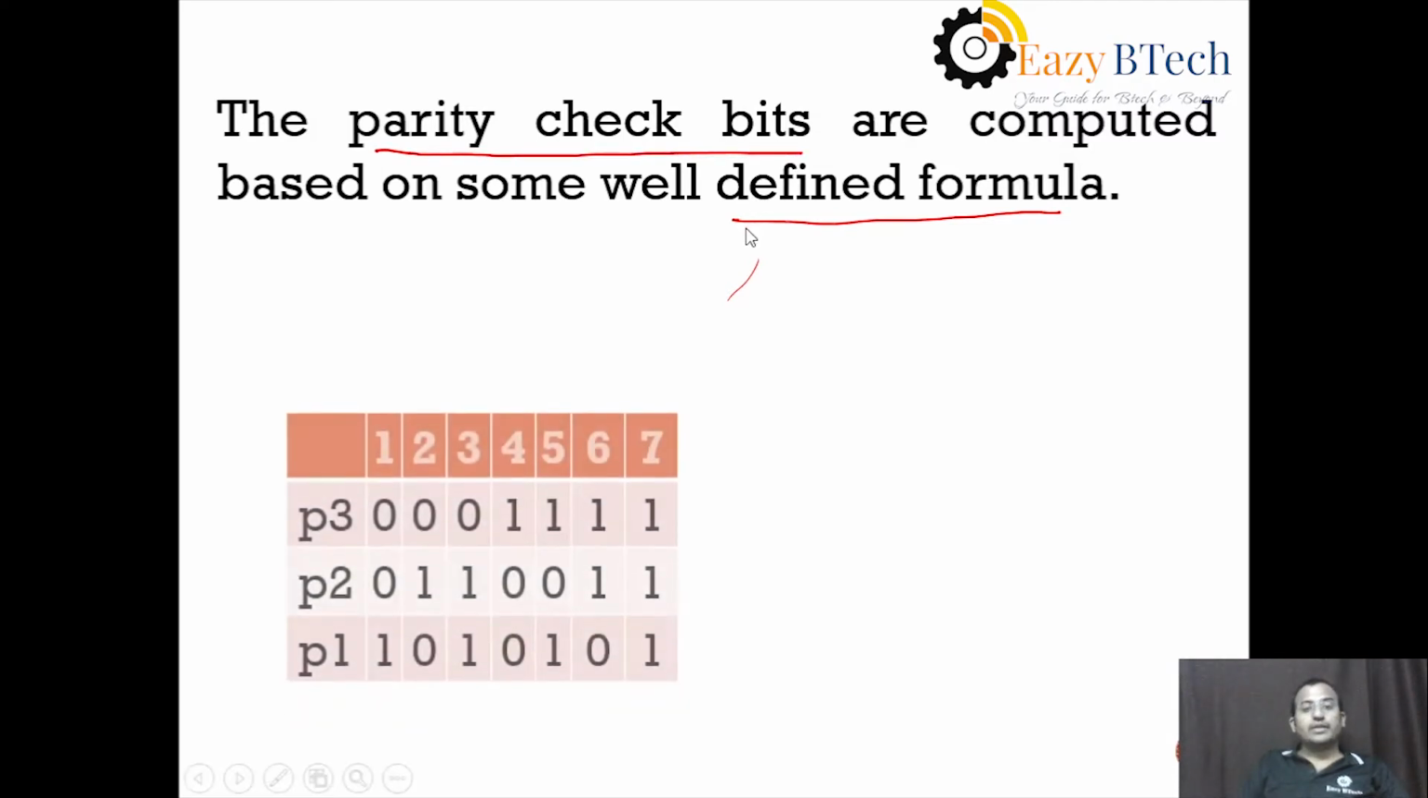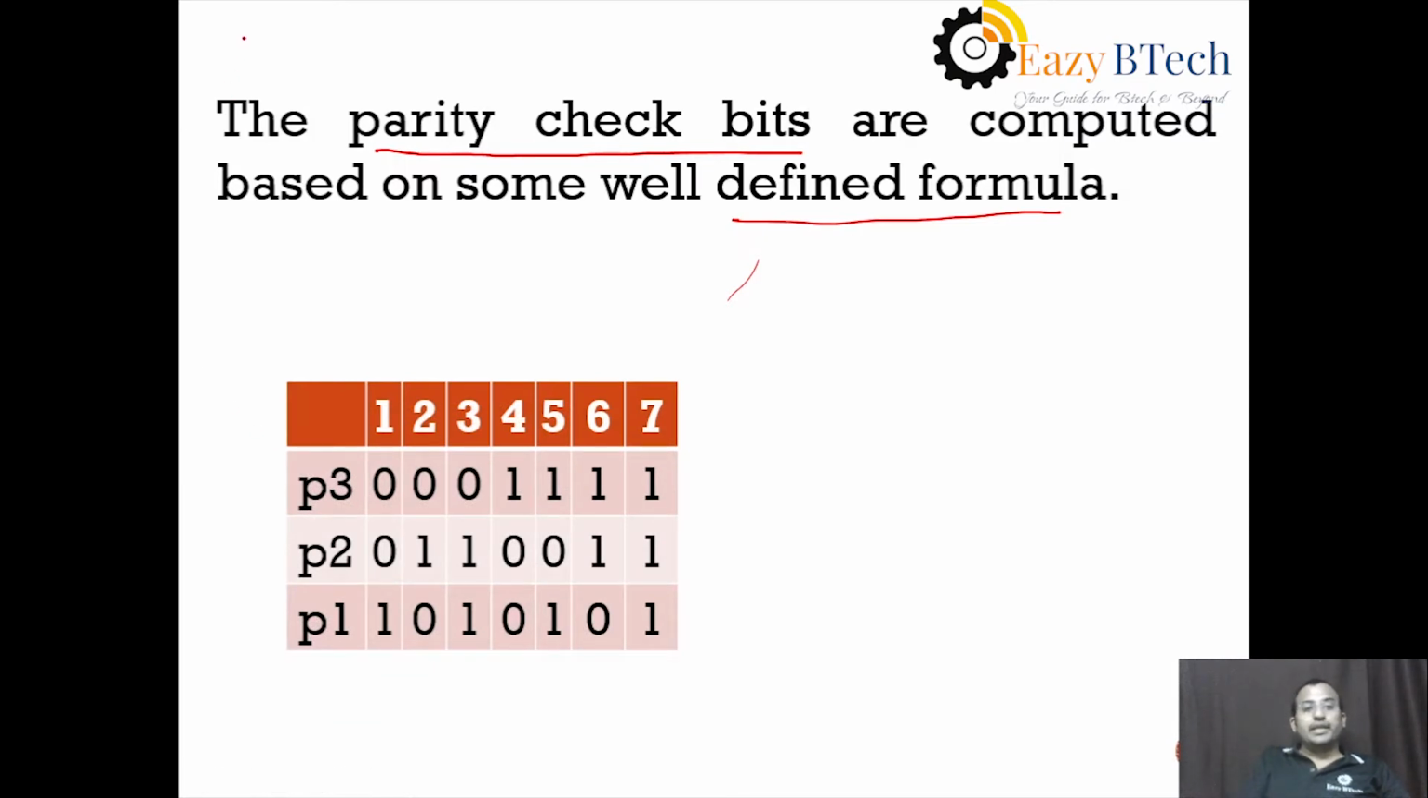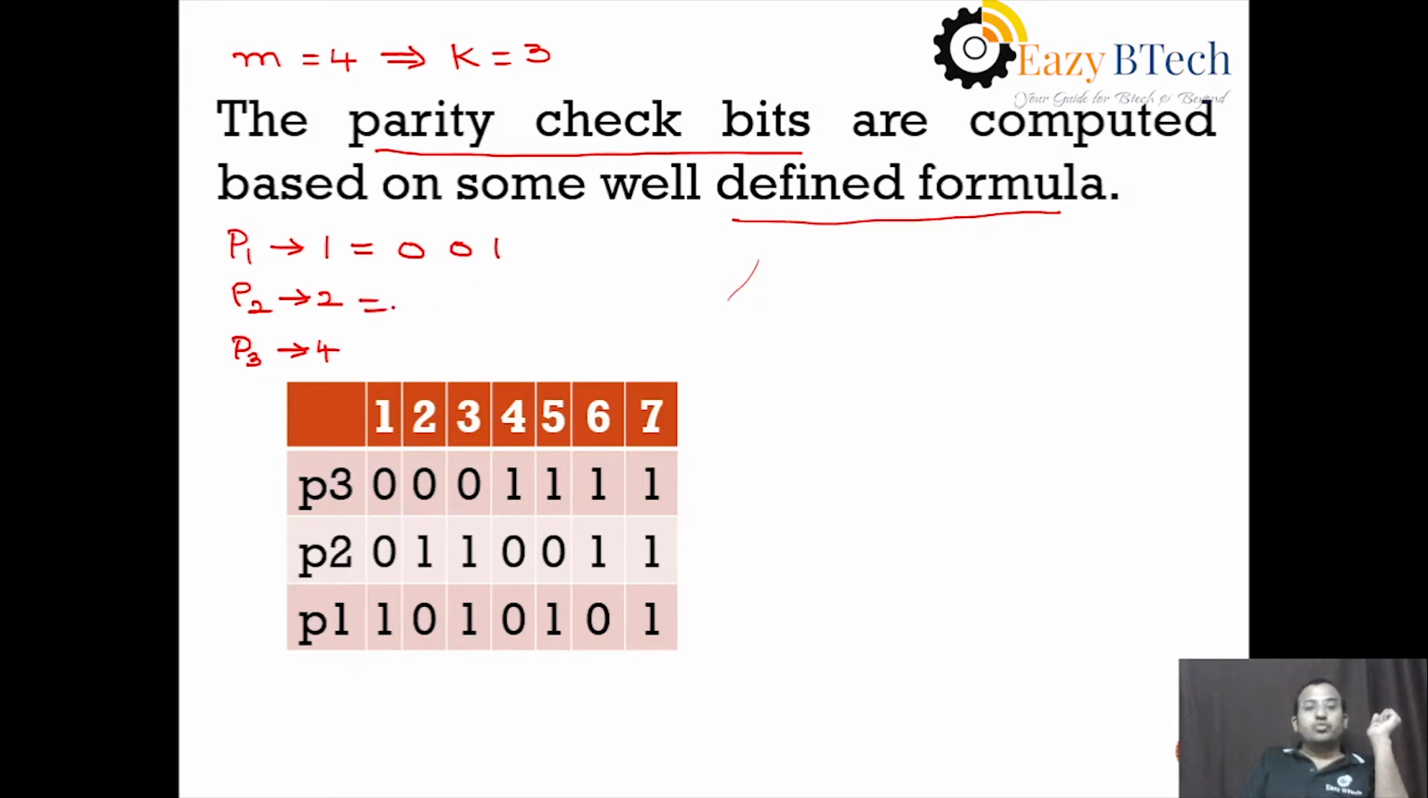For this example we are taking m is equal to 4, and for this m we are having k is equal to 3. So we are taking p1, p2, p3, where we are placing p1 in position 1, p2 in position 2 and p3 in position 4. So you write the respective binary equivalent of each position. 1 means 0, 0, 1. 2 means 0, 1, 0. 4 means 1, 0, 0.